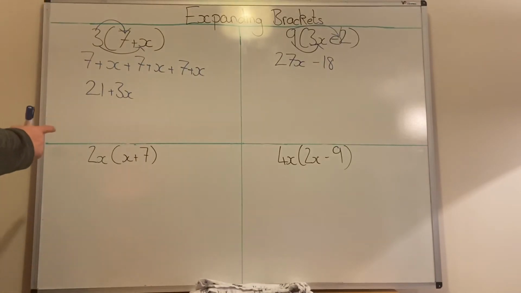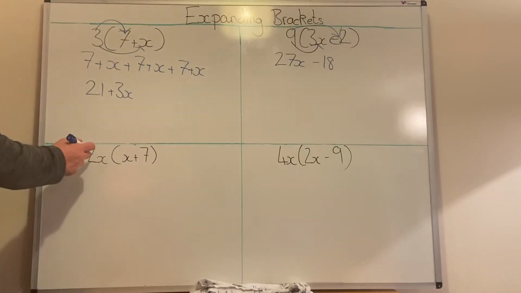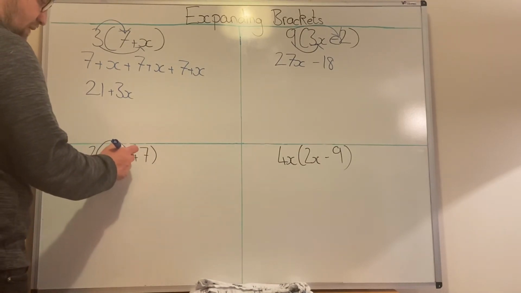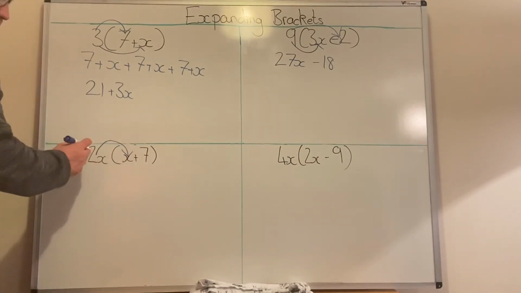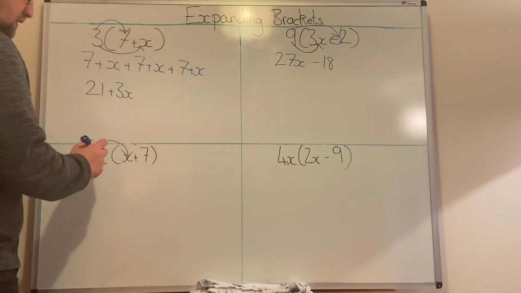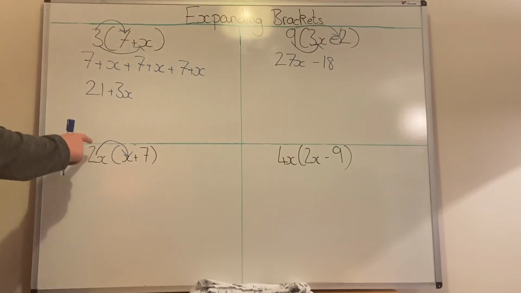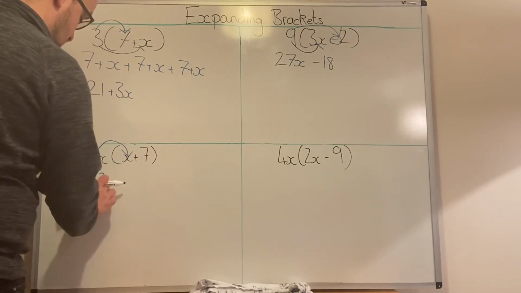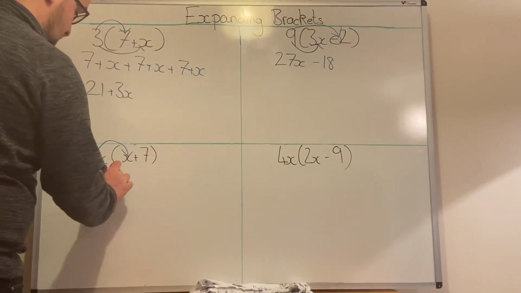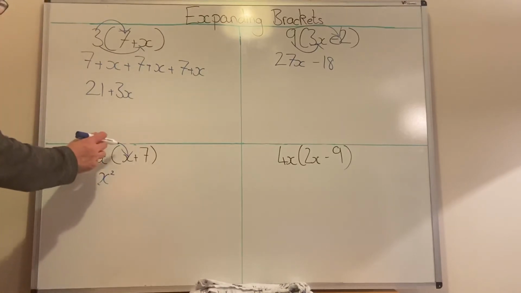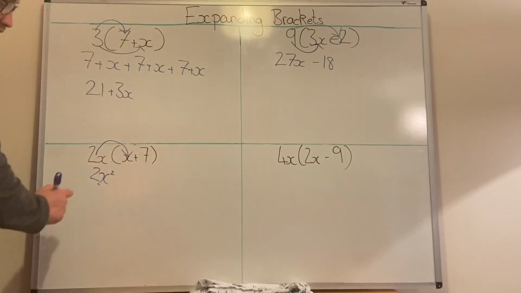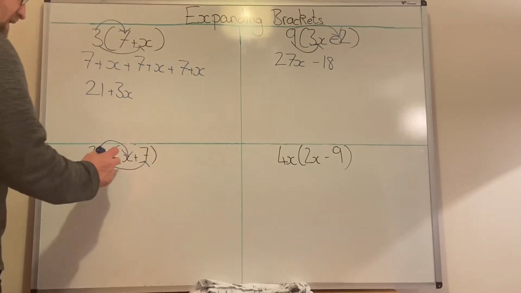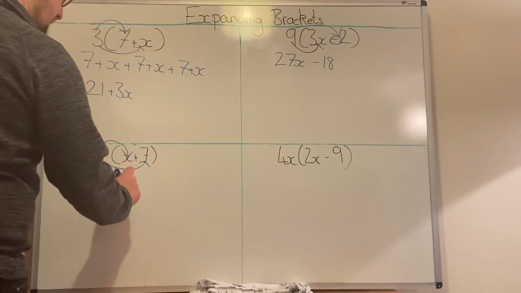Okay, let's have a look at this one. This one's slightly more challenging because we've got an x and a number on the outside. So we do exactly the same thing again. We've got 2x times x. Now if you think about it, x times x is x squared, x to the power of 2. So 2x times x is 2x squared. And 2x times 7 is 14x.